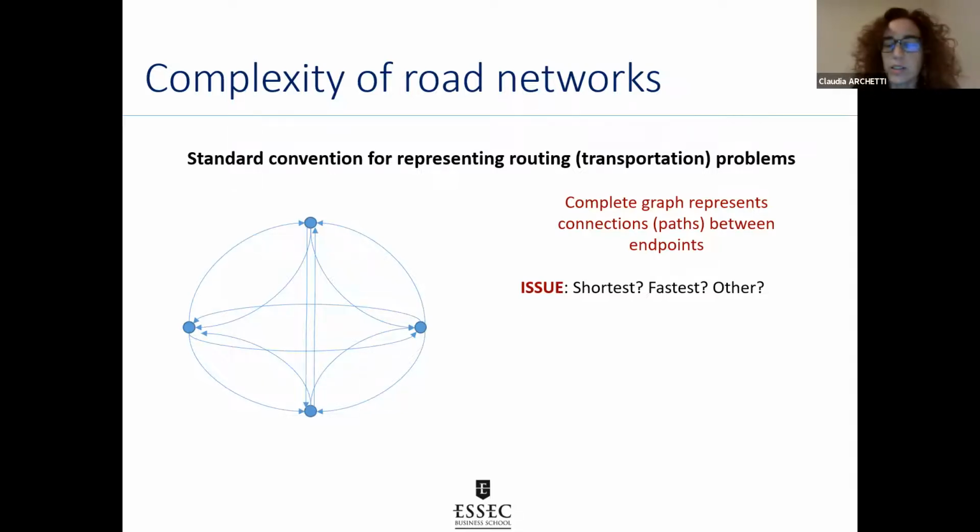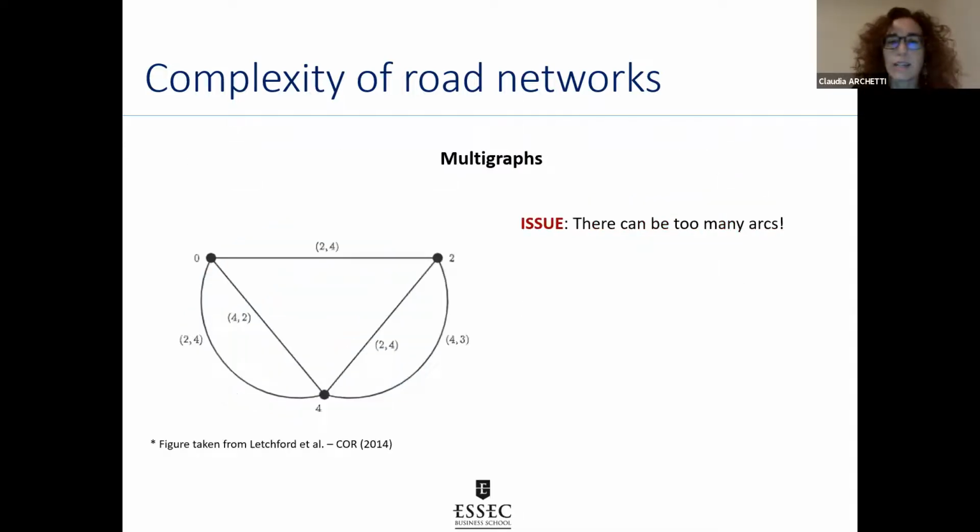So there is this first issue that was studied and solved by considering multigraphs. So in multigraphs, you still have the vertices representing the locations that you have to visit. And then each pair of locations might be linked through multiple edges or arcs that are Pareto optimal paths according to the attributes that you are considering. So distance and time, for example.